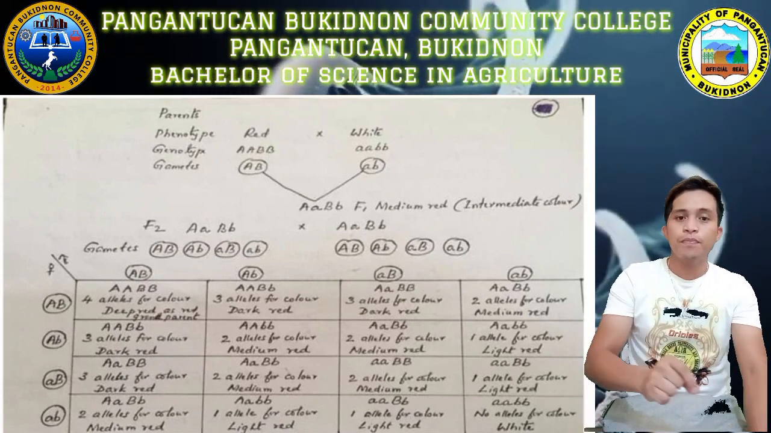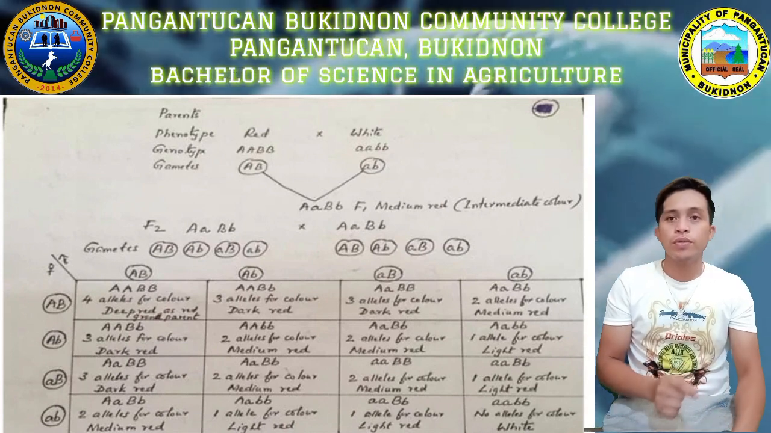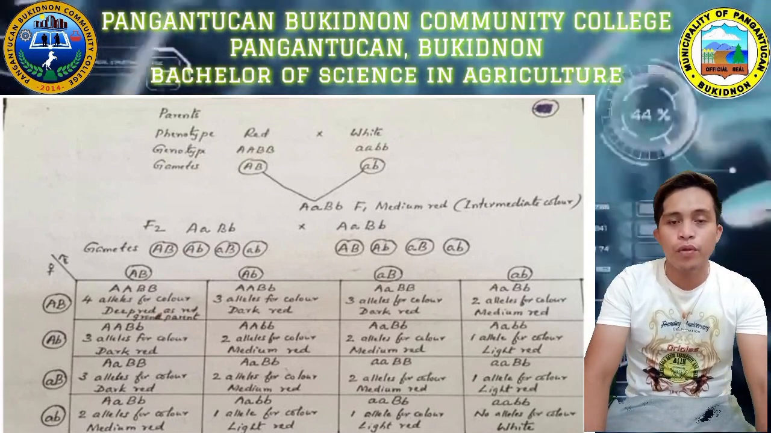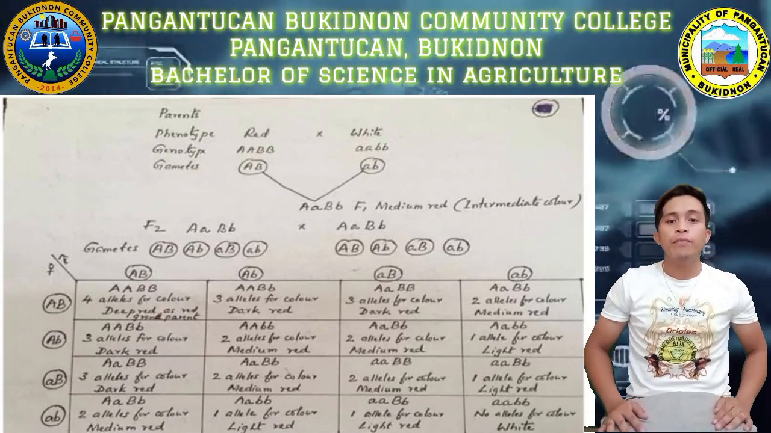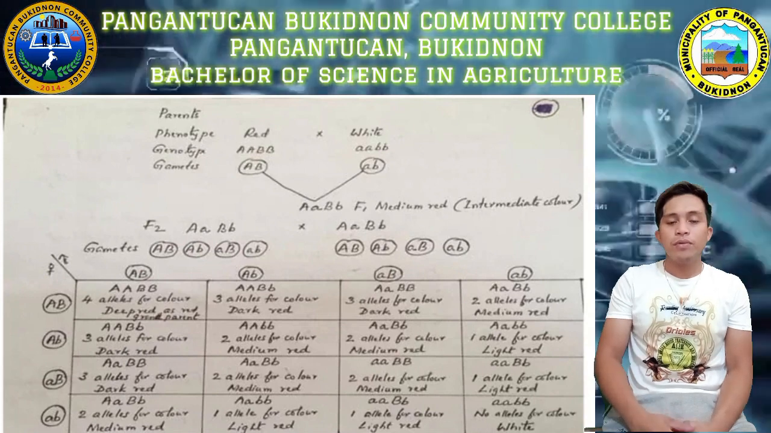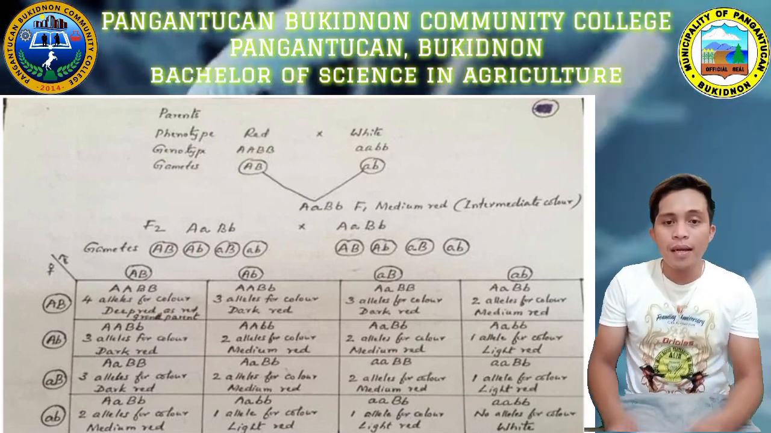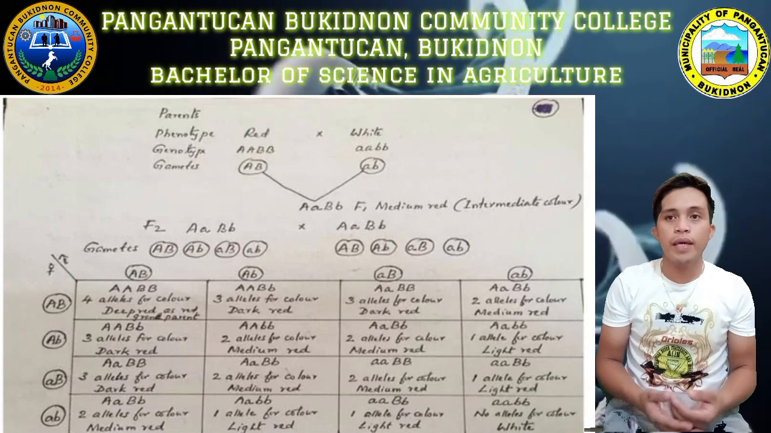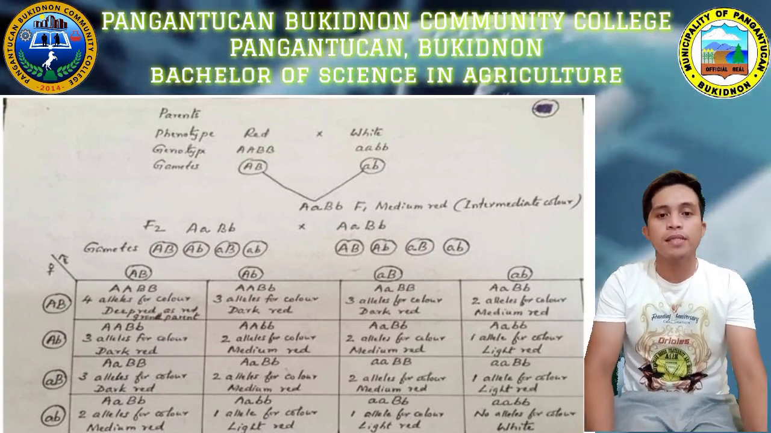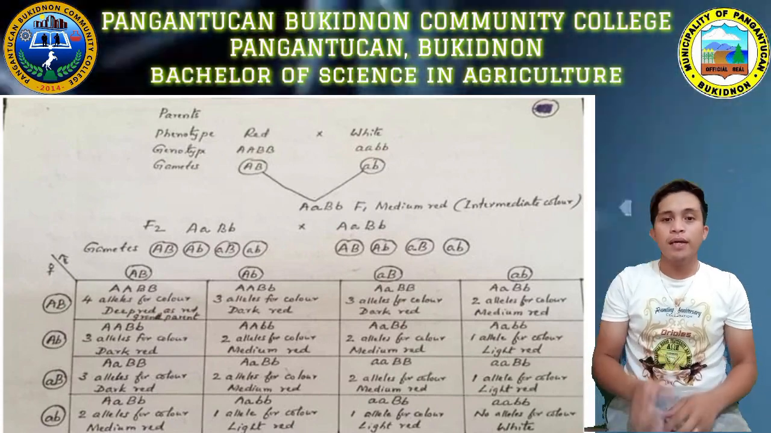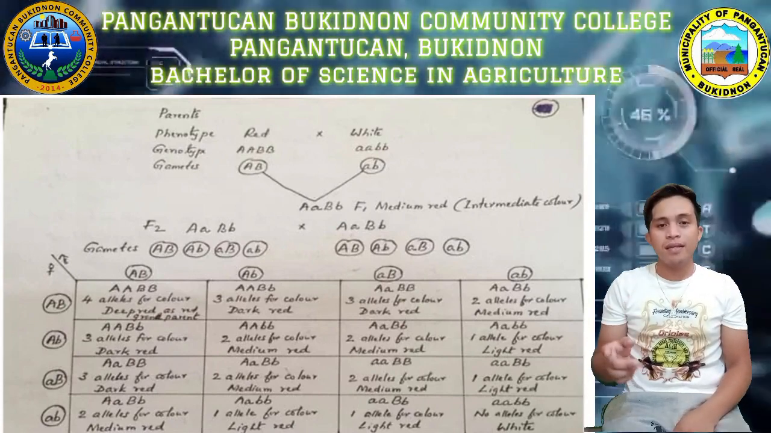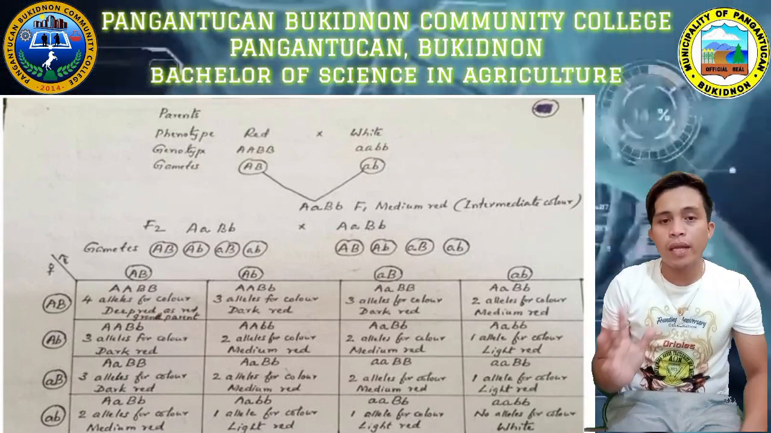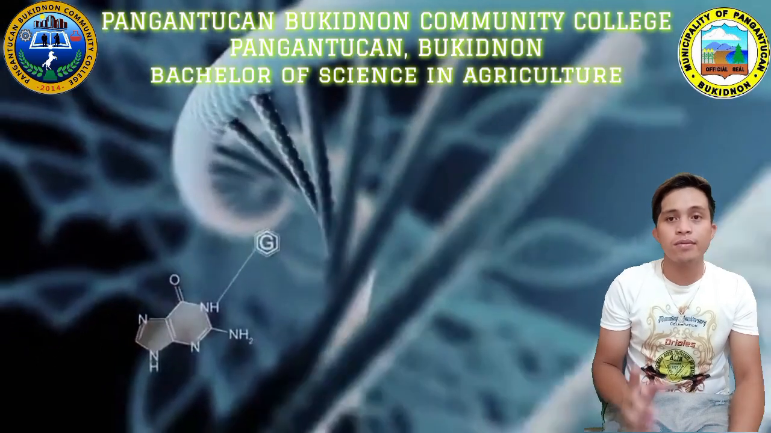In the last row, we have two alleles and the color is medium red, and we have one contributing allele and the color is light red, and we also have one contributing allele and the color is light red. And in the last column, in the last row, there are no alleles, so the color is white.